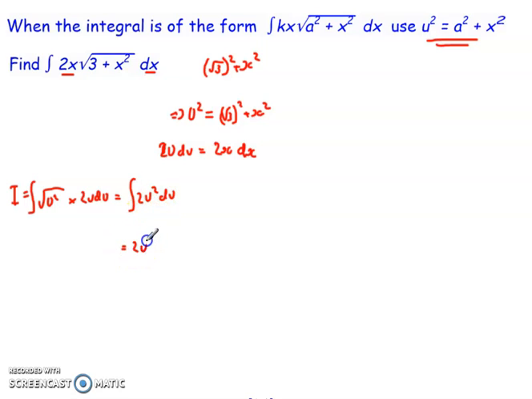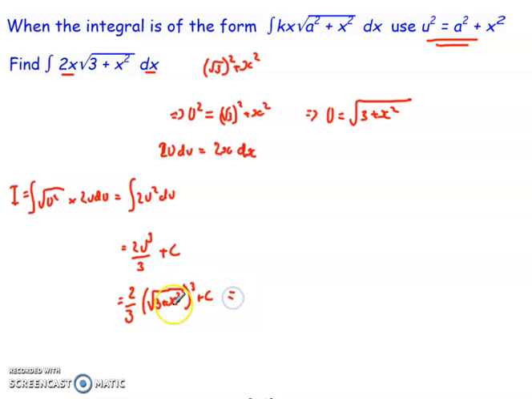So integrate this as you would a standard integral. I've got 2 times u cubed divided by 3, then plus my c, my constant of integration, and I then substitute back in for u. Well, I know that u squared is equal to 3 plus x squared, so u is equal to the square root of 3 plus x squared. So what I can then do is put that back into here, and I get 2/3 times the square root of 3 plus x squared to the power of 3, plus c.